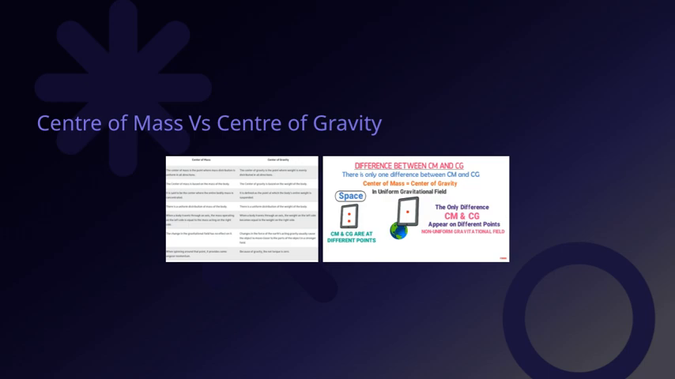In many cases, especially near Earth's surface, the center of gravity coincides with the center of mass, but this isn't always true in environments with non-uniform gravitational fields, like in space or at high altitudes. Understanding this distinction is crucial because it affects how objects balance, move, and respond to forces. For example, when you're analyzing the stability of a structure or a moving body, knowing the position of the center of gravity helps predict how it will behave under different conditions.